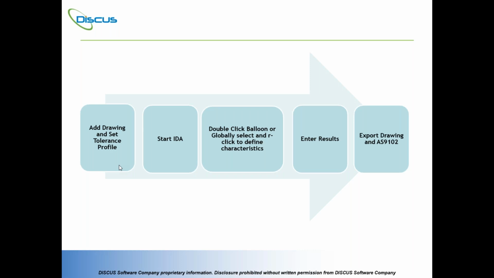The first thing I'm going to do is make sure I have the right default tolerance profile, because I have two of them. I have one that's called customer and then my default. So make sure before you go very far, if you have a specific customer profile, you want to set that up. I'm going to start the IDA.